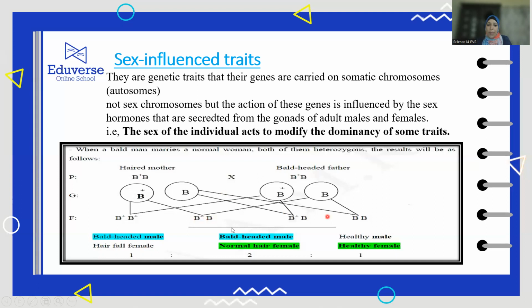The B positive B, if this genotype exists in a male, he will be a bald-headed male. If it exists in the female, she will be a normal hair female because the gene is affected by testosterone hormone. BB, they are healthy, male and female.